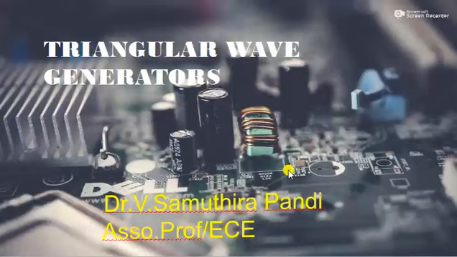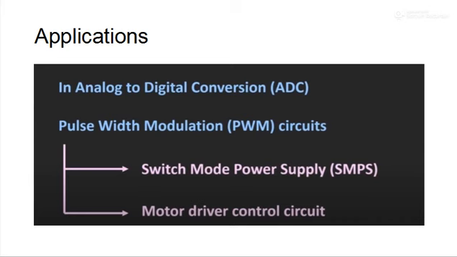Hello everyone, now we are going to see about the triangular wave generator. Let us see the application of the triangular wave generator. It is used in analog to digital conversion, pulse width modulation circuits, switch mode power supply as well as motor driver control circuits.